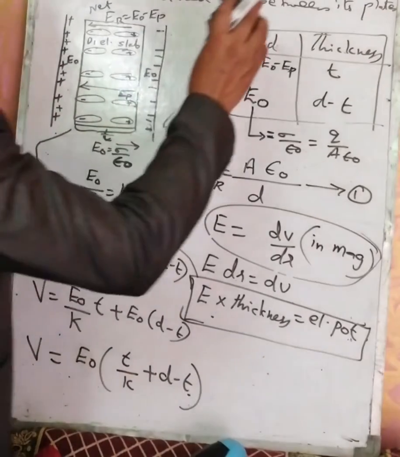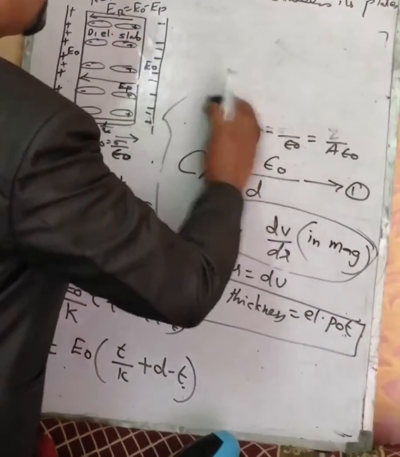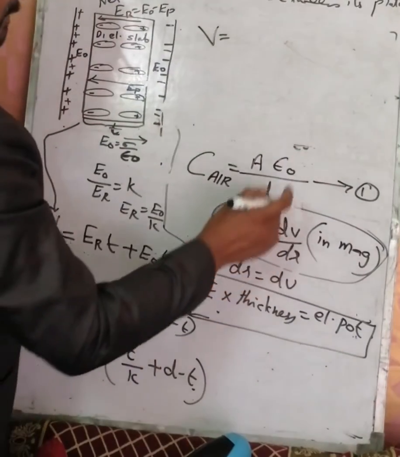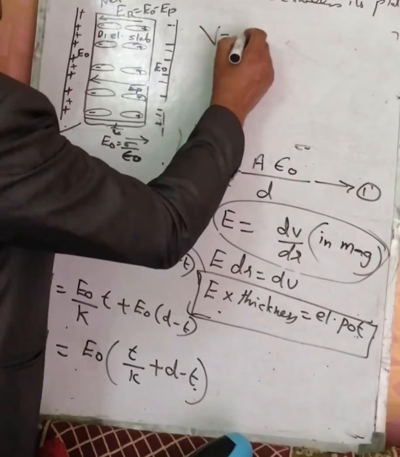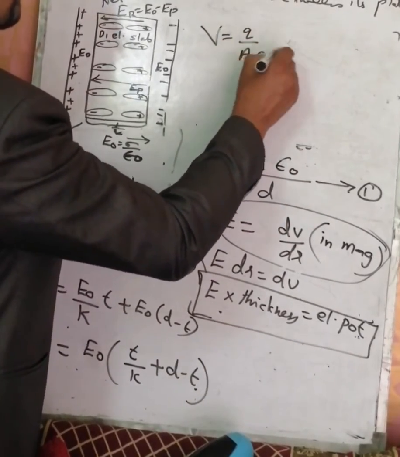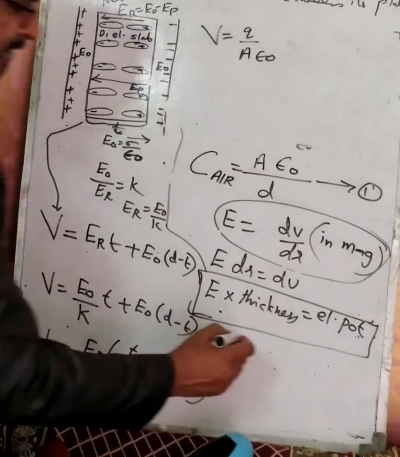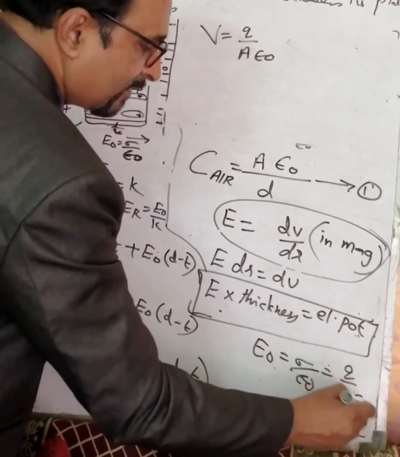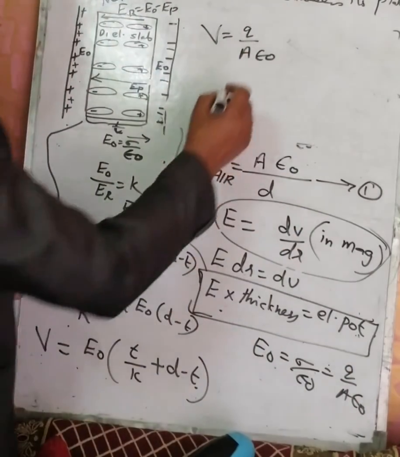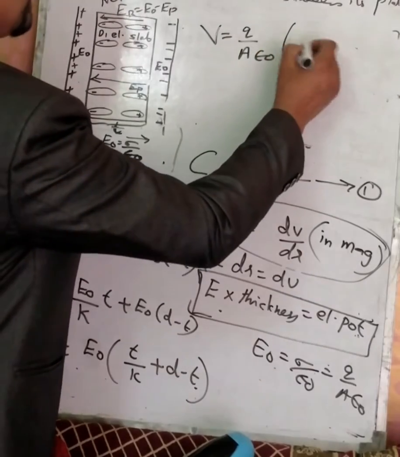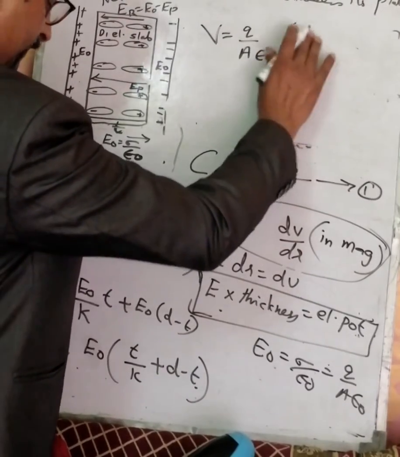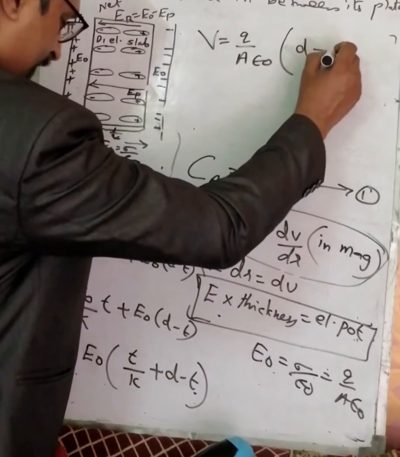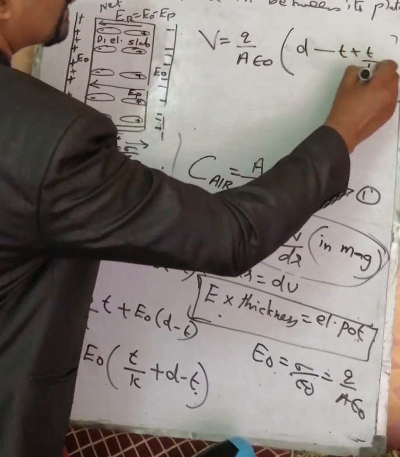And instead of E naught, what you can write? E naught is sigma by epsilon naught, and sigma is charge by area. So instead of E naught, you can write Q by A epsilon naught, bracket t by K. So we can write like this: first you write d minus t plus t by K. We arrange from that.